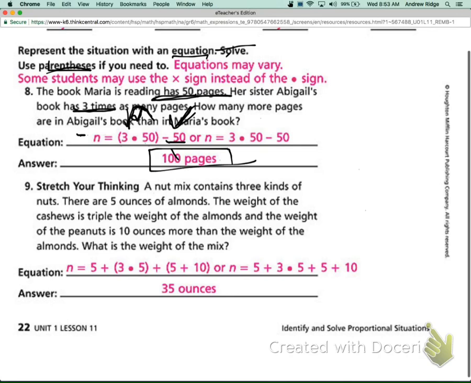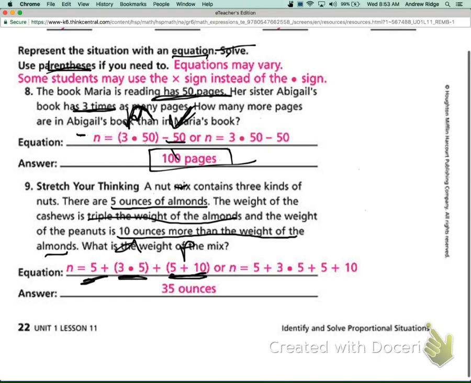A nut mix contains 3 kinds of nuts. There are 5 ounces of almonds. The weight of the cashews is triple the weight of the almonds, and the weight of the peanuts is 10 ounces more than the weight of the almonds. So, we got 5 ounces of almonds. We got 3 times 5 for the cashews. And then we add 5 plus 10, and that gives us the weight of the peanuts.